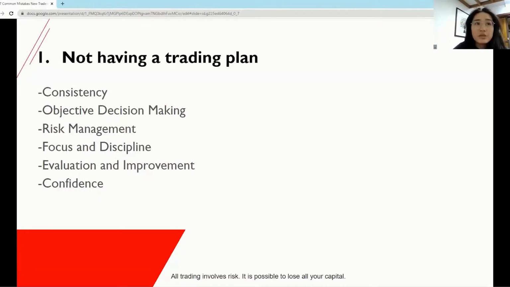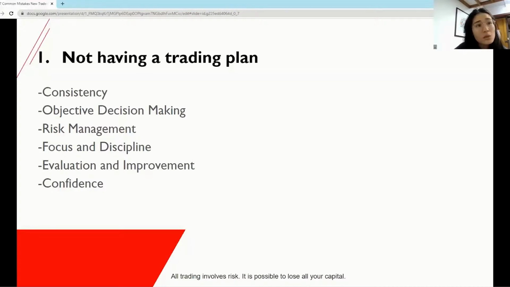Okay, so not having a trading plan. This is the first mistake that beginner traders make. And having a trading plan is important for several reasons. Firstly, we have consistency. A trading plan helps you to maintain your consistency in your trading approach because it outlines your trading strategy, including entry and exit criteria, risk management rules, and position sizing. By following a well-defined plan, you are less likely to make impulsive decisions based on emotions or market noise. Consistency is crucial for long-term success in trading.